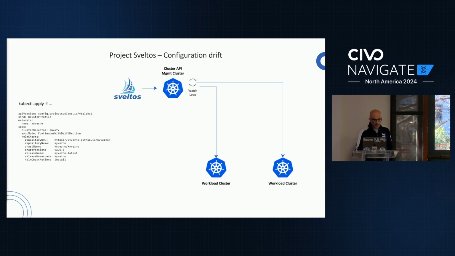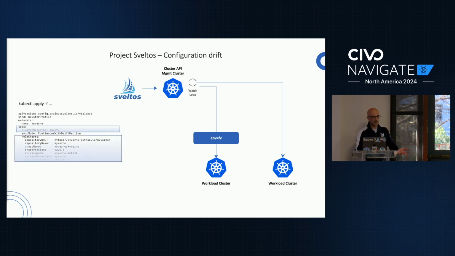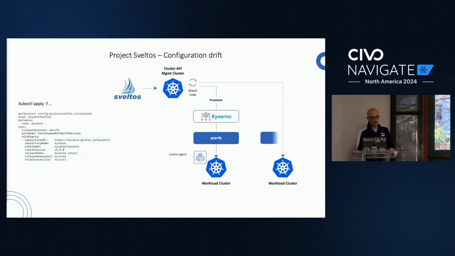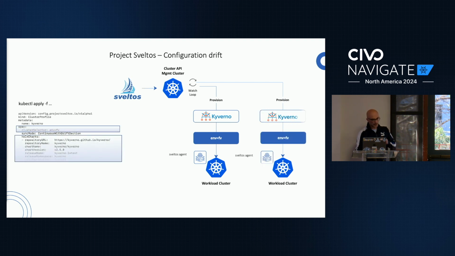The sync mode is set to configuration drift. As soon as we add the label environment functional verification, Sveltos detects a match and will deploy Kyverno. Now, as soon as Kyverno is deployed, it also deploys an agent that starts watching for configuration drift. And Kyverno gets deployed in the other cluster as well.